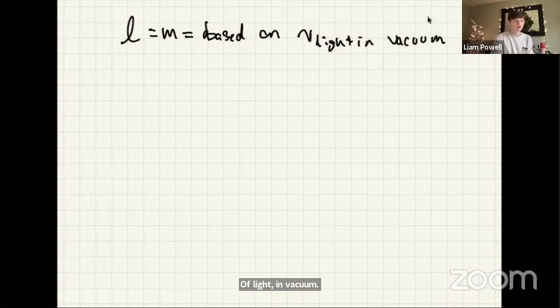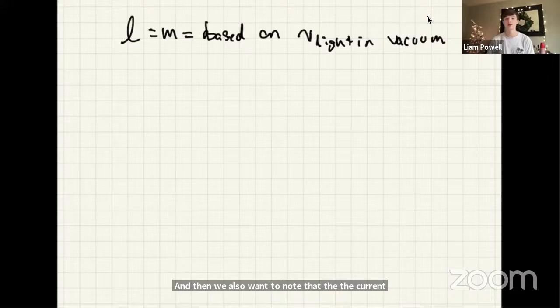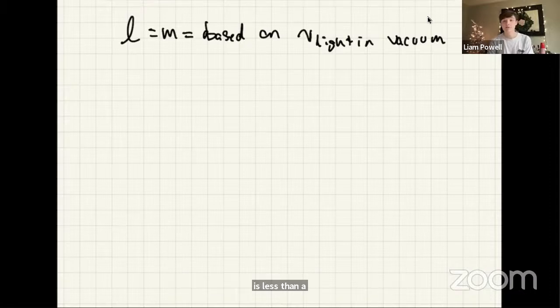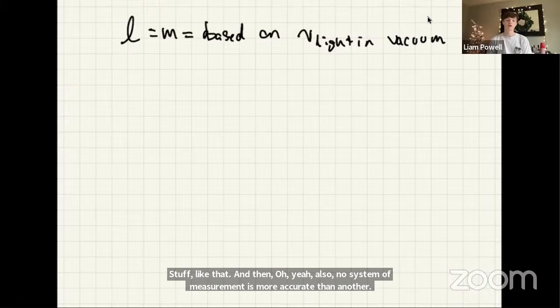And then we also want to know that the current definition of standard time is based on the frequency of radiation emitted by cesium atoms. And the standard kilogram is just based on an object in France. And other things like a kilometer is less than a mile, stuff like that. Also, no system of measurement is more accurate than another. It's just based on different quantities that are interchangeable.